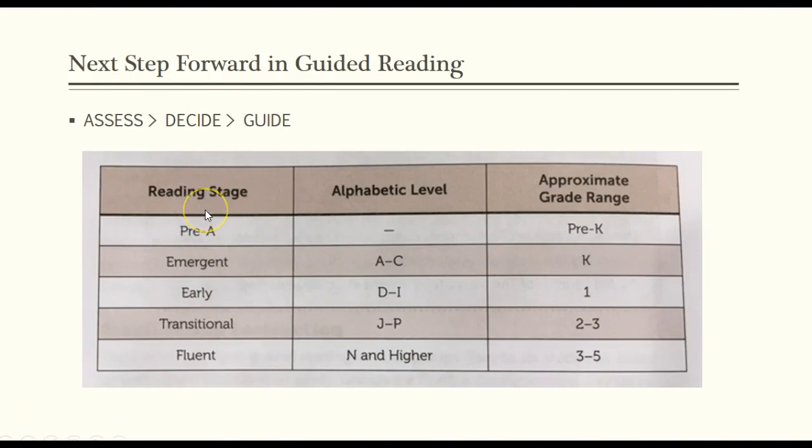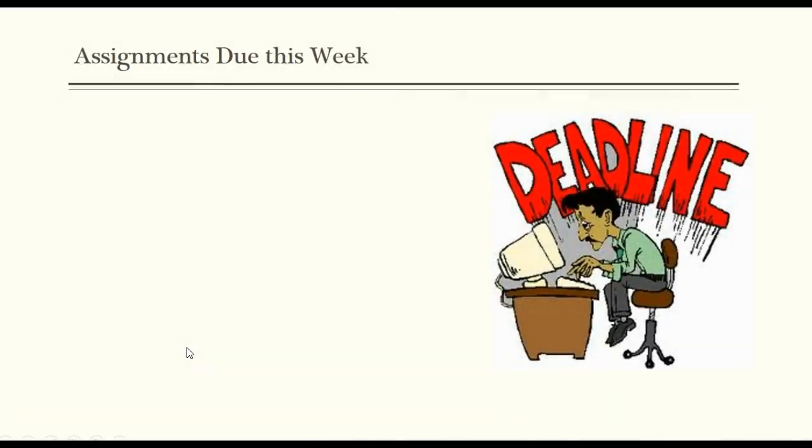Again, here's this chart I showed you last week just to help you understand what chapter you want to look at in the Next Step Forward and Guided Reading. So here's the approximate grade range that corresponds with these reading stages. Again, this is going to be the approximate grade range of their reading level. So not necessarily the grade that they're currently in, but the grade that they're reading at. So you kind of need to have some idea of what grade they're reading at to determine what chapter you want to be looking in.